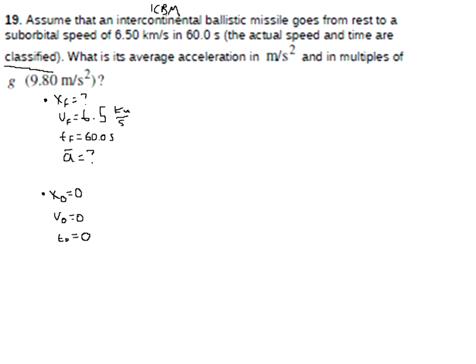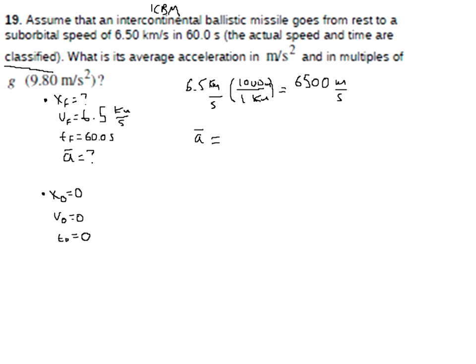First, let's convert 6.5 kilometers per second to meters. Remember, unit conversion is just a fancy way of multiplying by 1. We know that 1 kilometer equals 1,000 meters, so it's going to be 6,500 meters per second. Now we want to know the average acceleration.